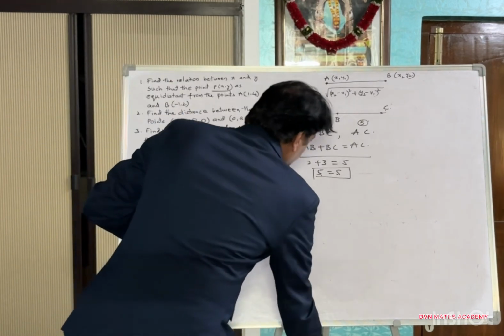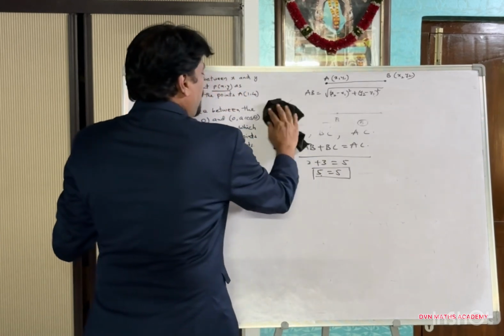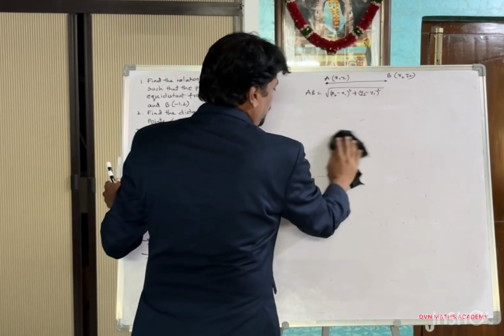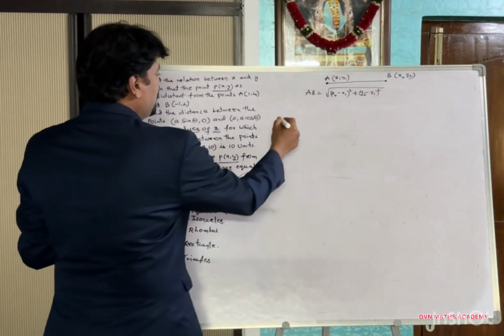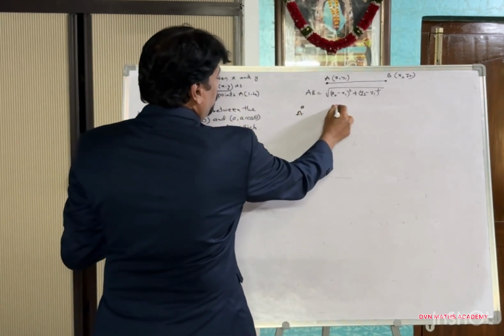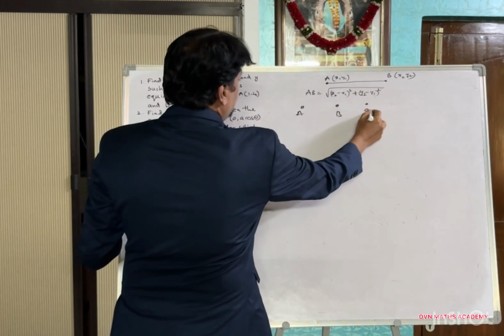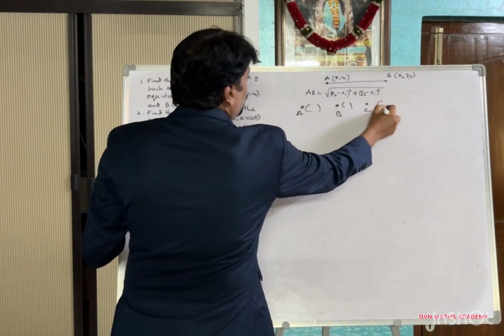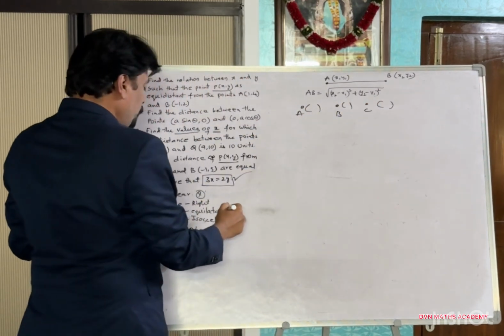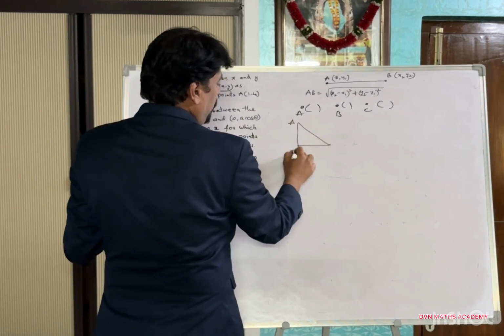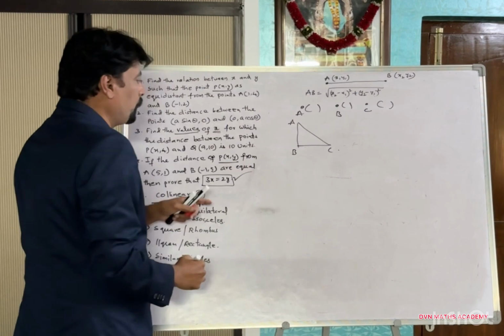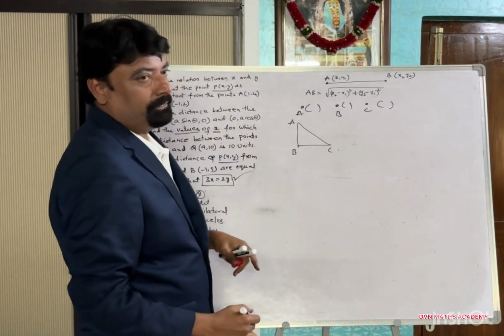Next one, types of triangles. Types of triangles is also a very, very important concept using the distance formula. Sometimes he will give the 3 vertices A, B, and C, 3 points, and ask you to prove these 3 points are forming a right angle triangle, that these 3 are the vertices of a right angle triangle.